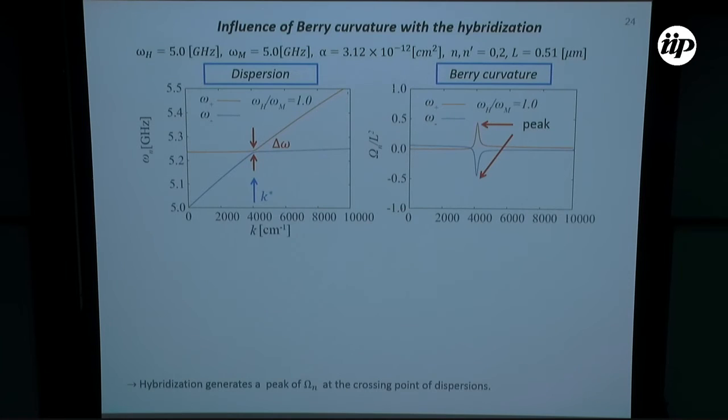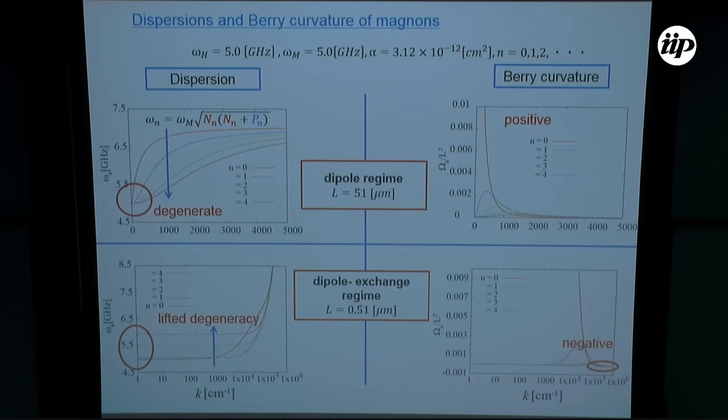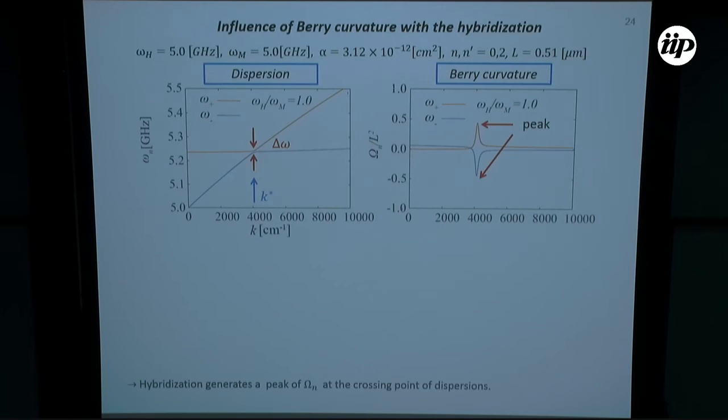And especially, by including the exchange coupling, there's some mode anti-crossing arising here. Because in the previous case of a dipolar regime, there's no crossing between modes. But because of this lifting of degeneracy, there are some crossings here and there. And these crossings give rise to some enhanced Berry curvature at this anti-crossing. Yeah, so it is somewhat ongoing work.